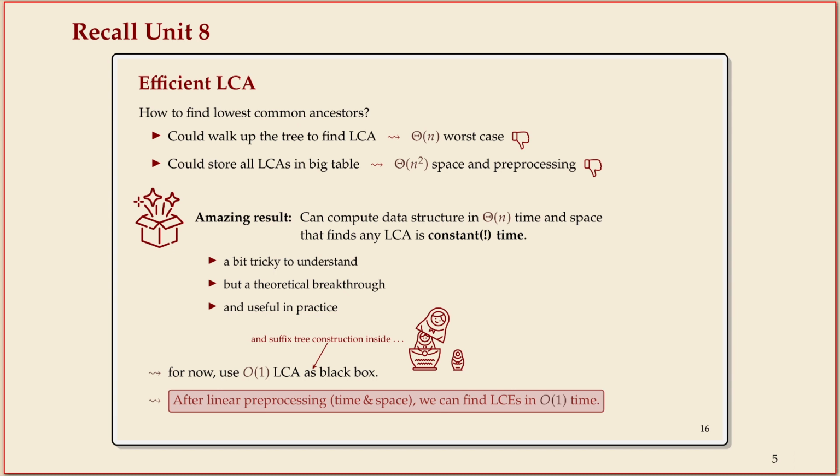The second bit that is borrowed from Unit 8 was this promise that we can do lowest common ancestor, LCA queries in trees in an efficient way, namely in our notation, Theta(n) preprocessing time and O(1) query time, constant time for a query. Okay, so that was the promise back then, but I didn't tell you how to do it.